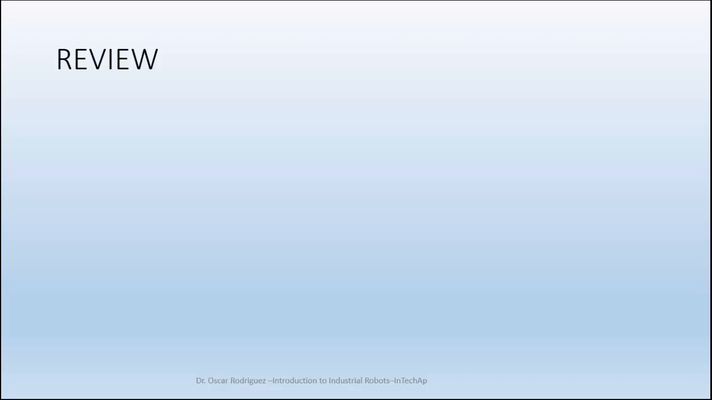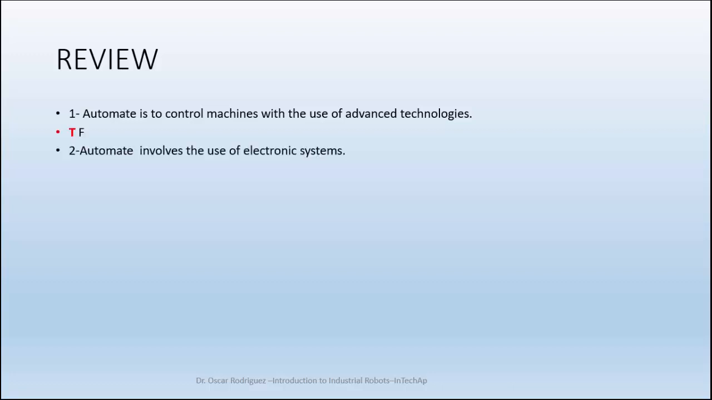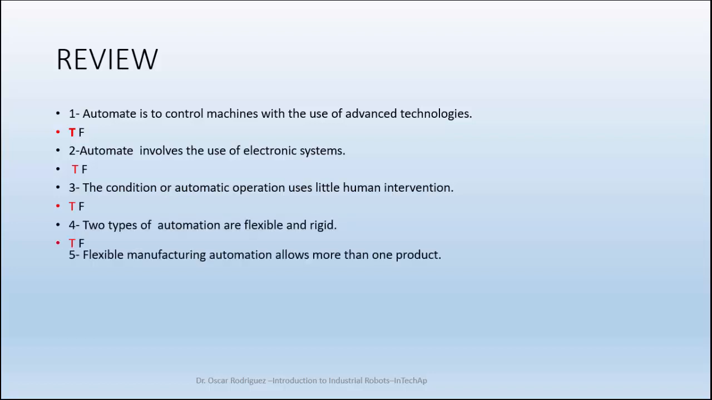So in review, let's look at a review. Automate is to control machines with the use of advanced technology. What do you say to that? That is true. All right. Automate involves the use of electronic systems. What do you think? Yeah, typically it does. Right. The condition or automatic operation uses little human intervention. I think that's also true. There are two types of flexible and rigid automation that we refer to. That's also true. Flexible manufacturing automation allows more than one product.